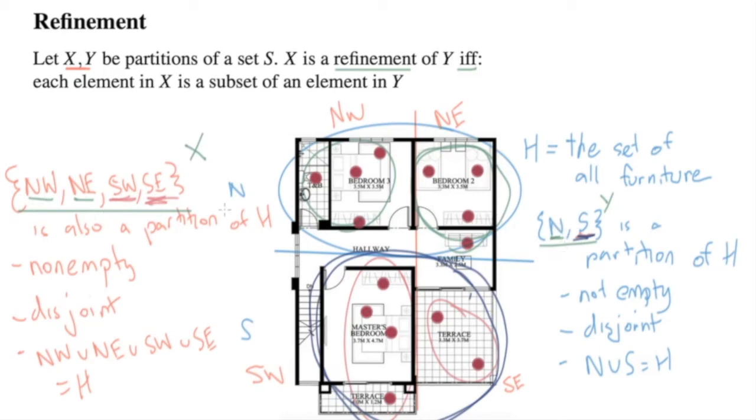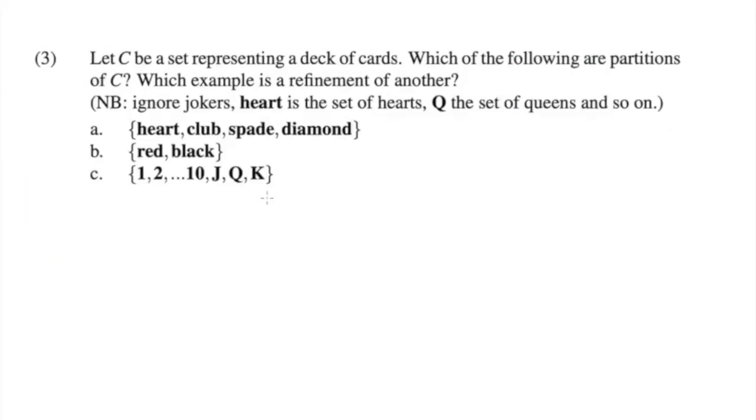Okay, so what is a refinement? X is a refinement of Y if X is a finer grained way of dividing up the set. So Y here, this north and south division, is a coarse grained way of dividing up the set of furniture in this house, whereas this four-way partition is a finer grained way of dividing up the set.